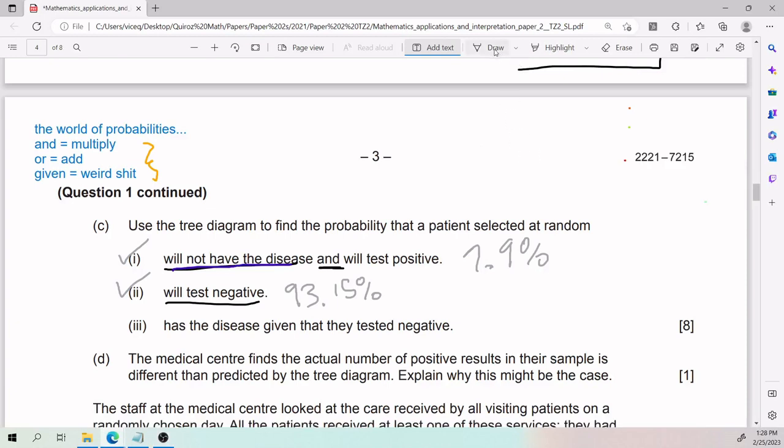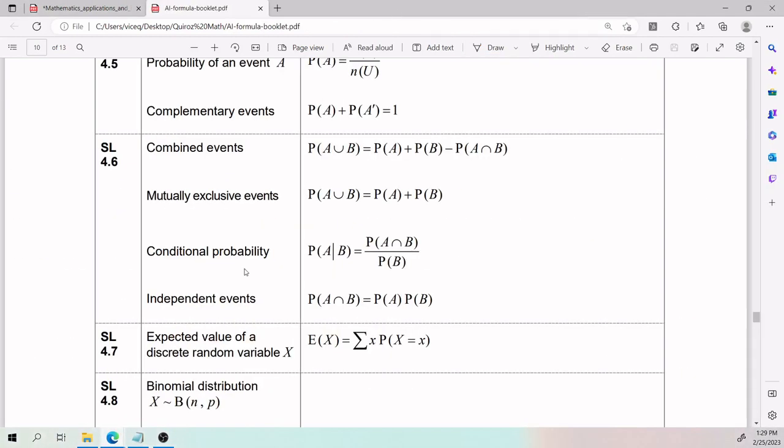Right, and now for the third part, we have has the disease given that they tested negative. So now that we're in the given land, we are into the weird section of the world of probabilities. Given has a particular approach, and it's so weird that it's in the formula booklet. And you know it's weird if it's in the formula booklet. Your formula booklet has conditional probability, which is also for given. So when you see the word given, you have to think conditional probability.